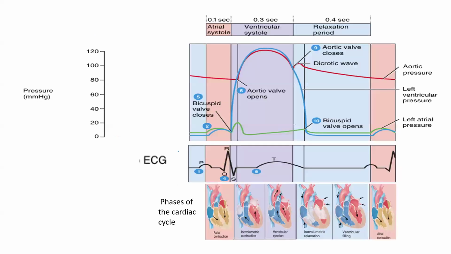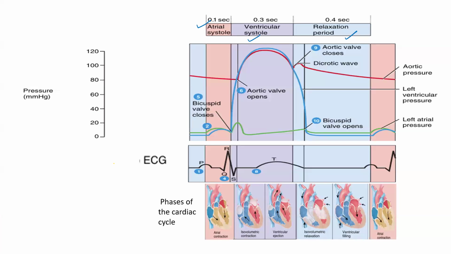Now let's try to understand this diagram. See here, this is the atrial systole, which is for 0.1 second. Ventricle systole is for 0.3 second and relaxation time is for 0.4 second. So one cardiac cycle is for 0.8 second.